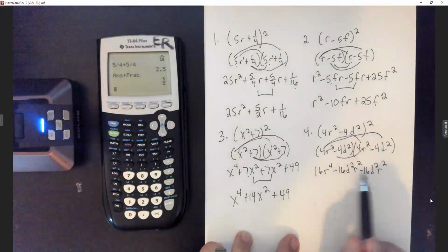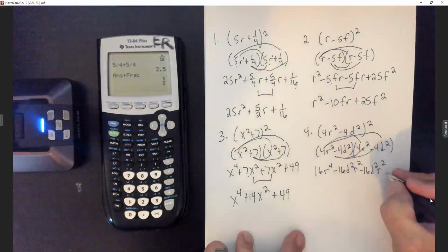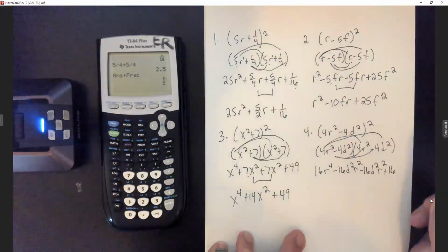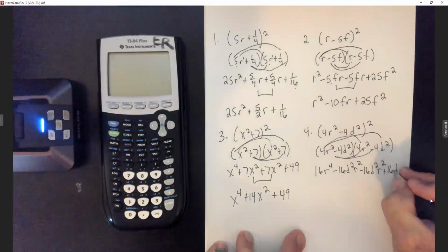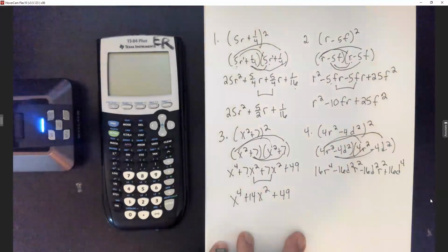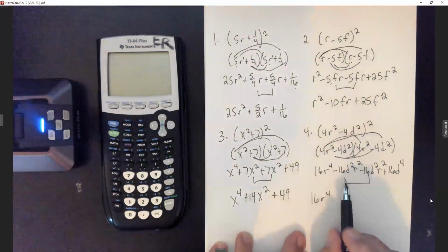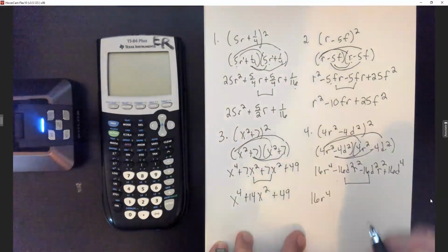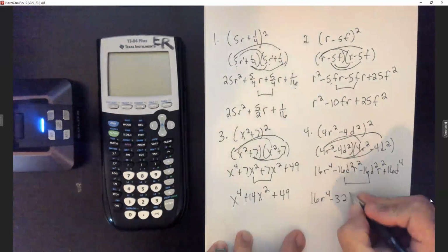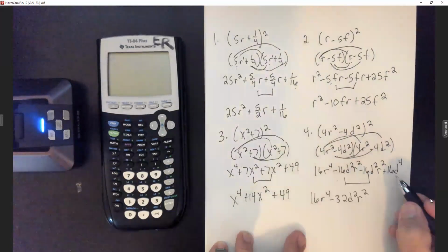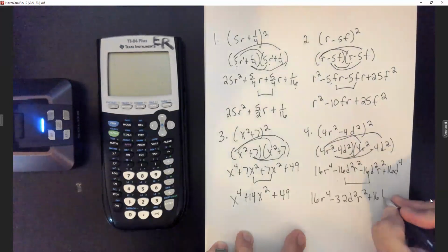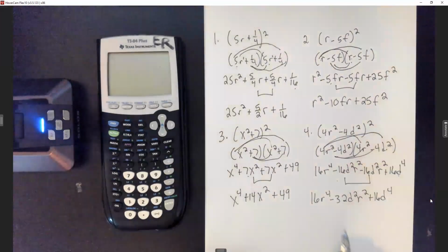All right, then a negative 4d squared times negative 4d squared is a positive. 4 times 4 is 16. D squared times d squared is a d to the fourth. And you guessed it, the last thing is add those like terms. So the 16r to the fourth will come down. Negative 16 and negative 16 give you negative 32 d squared r squared, and then bring down your positive 16 d to the fourth. No more like terms, so nothing else can be added or subtracted. So we put that answer in and move on.